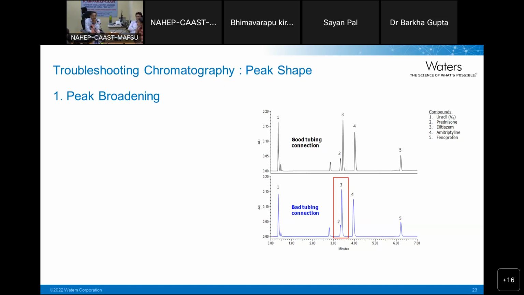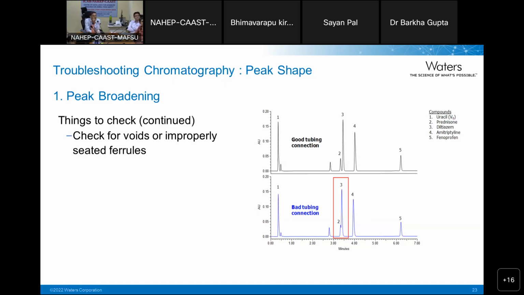We'll see how that can be eliminated. Check for voids or improperly seated ferrules. Check for leaks.